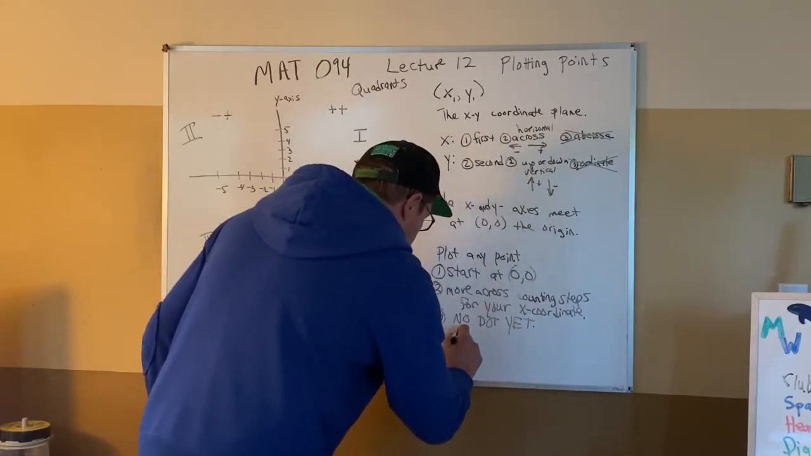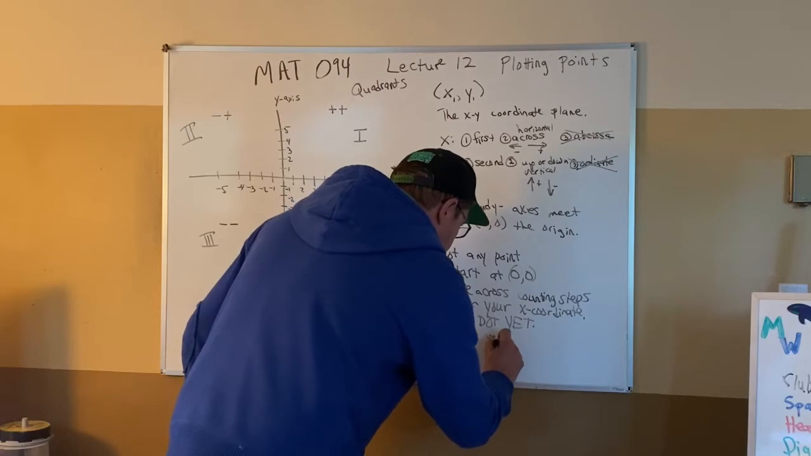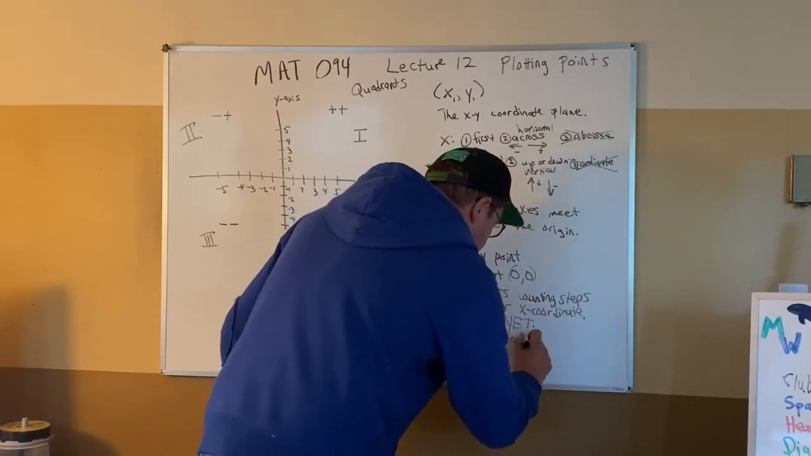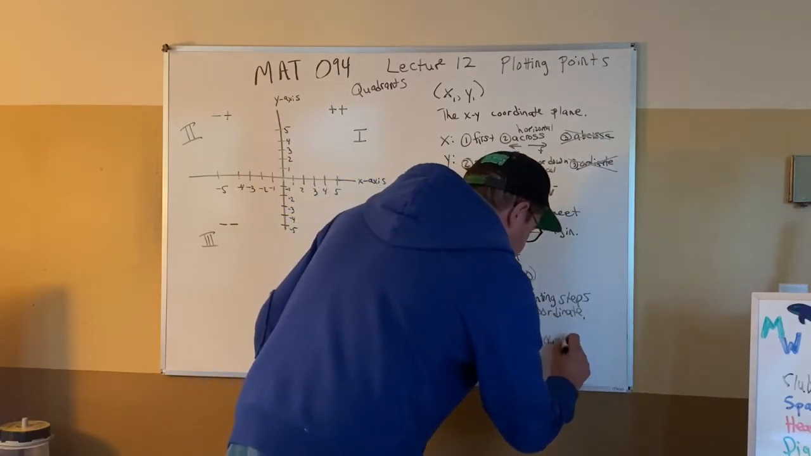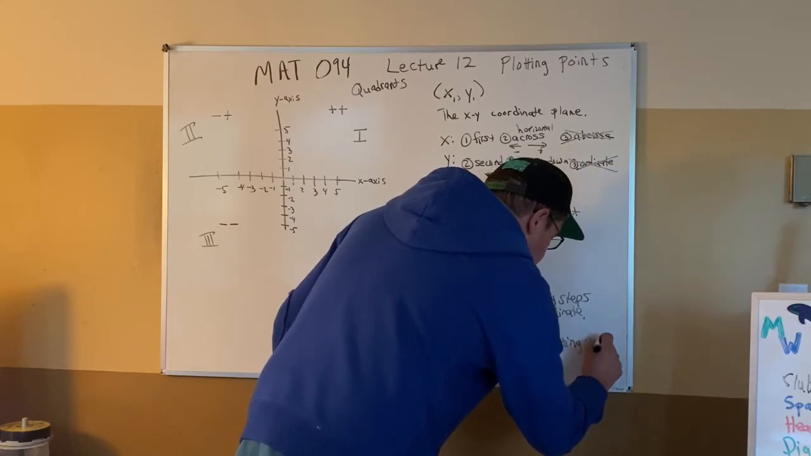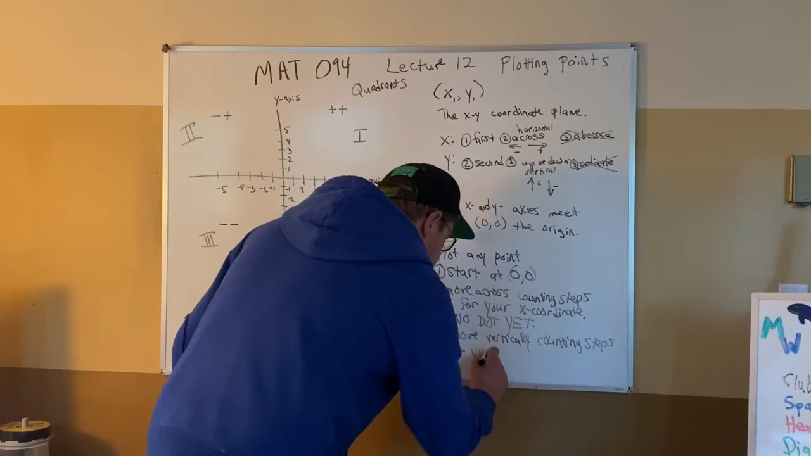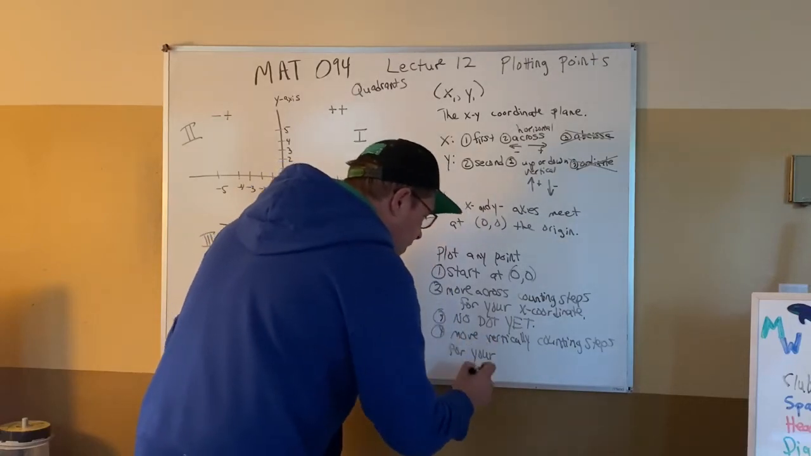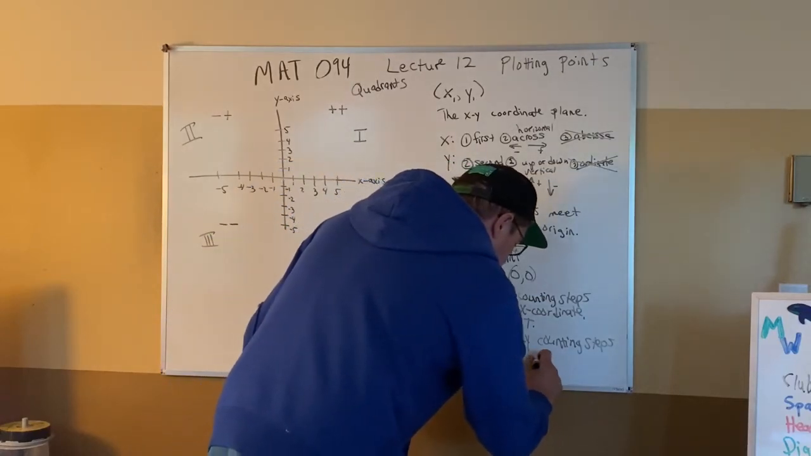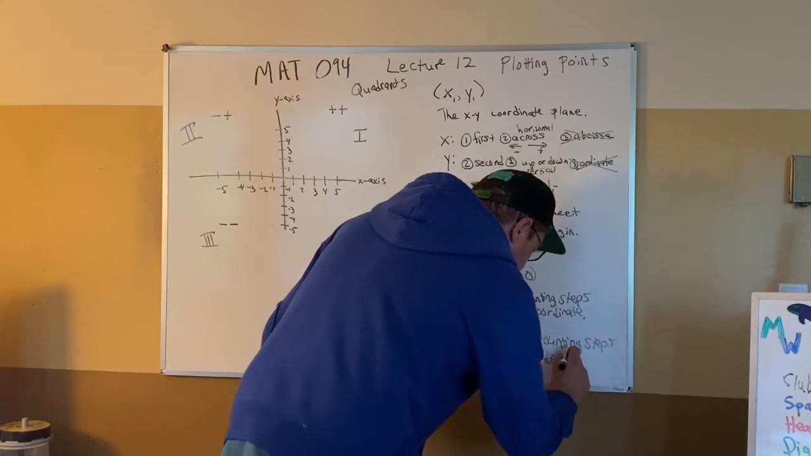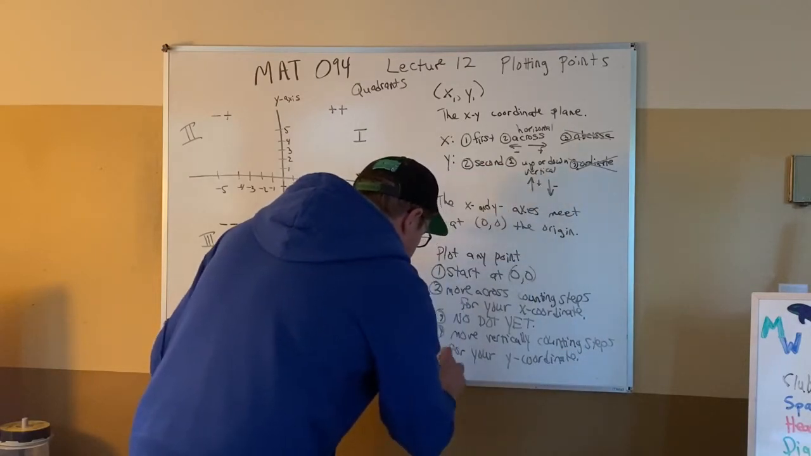Number 4, move vertically, counting steps for your y coordinate, which is the second one you come to. So you go across first and then up and down second. And that's when you plot your point.